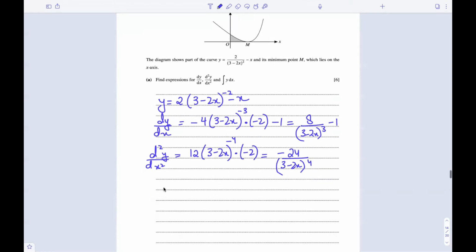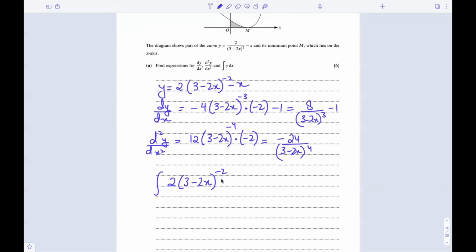The last thing is we have to integrate the function y. So again, we'll bring it in the numerator. So this will become (3 minus 2x) to the power minus 2. Now, when we are integrating, we increase the power and then divide by the new power. So this would become 2 multiplied by (3 minus 2x) to the power minus 1, when we add 1 to the power. And we divide by the new power, which is minus 1. And we also divide by the derivative of 3 minus 2x, which is minus 2.